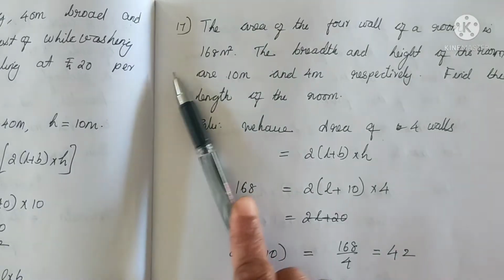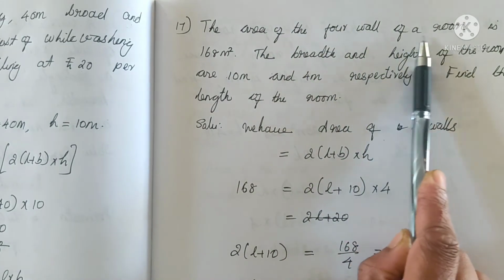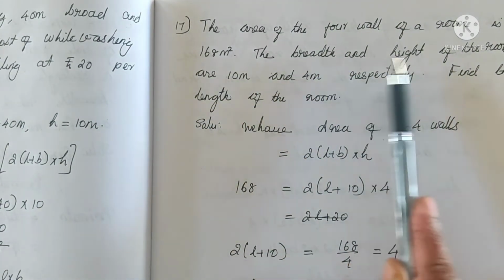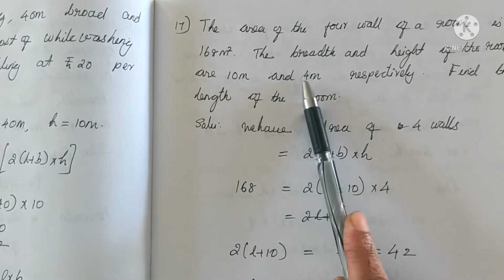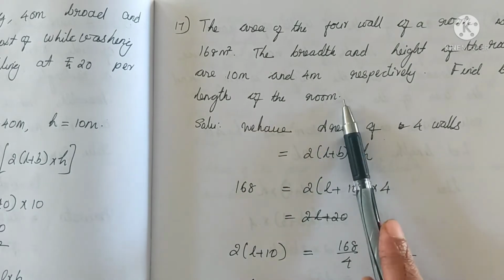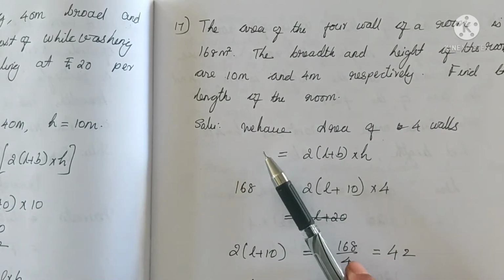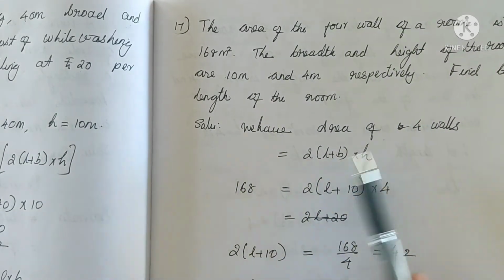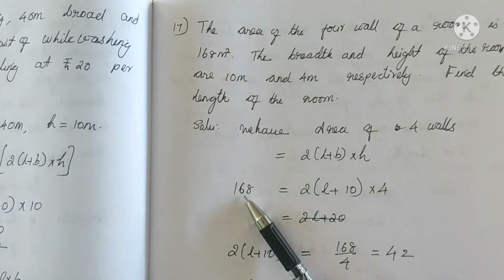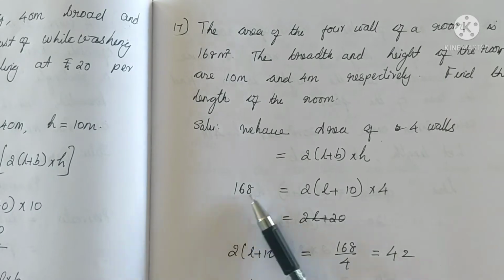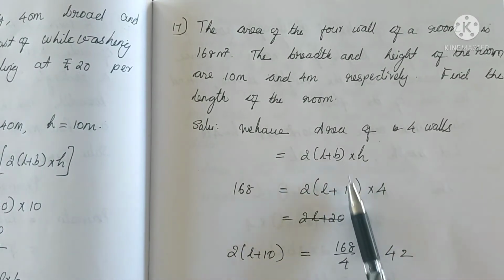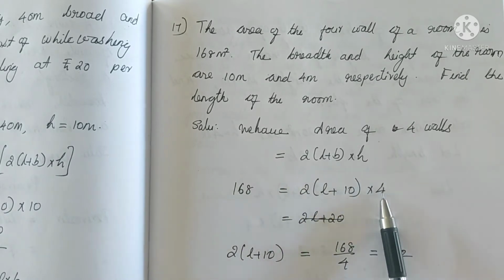Question number 17. The area of the 4 walls of a room is 168 meters square. The breadth and height of the room is 10 meter and 4 meter respectively. Find the length of the room. We are using the same formula for finding area of 4 walls is equal to 2 into (L plus B) into H. Area is given in the question, 168. 2 into (L, we don't know, plus B is 10) and H is 4.